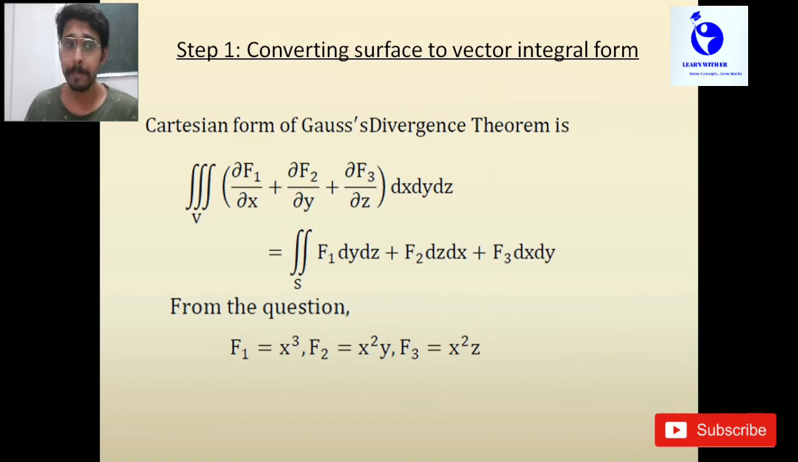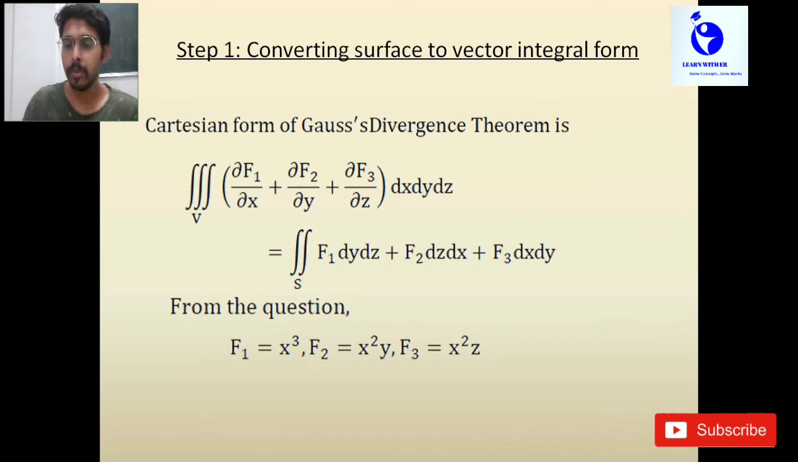So the first step that we are going to do is converting the surface integral to volume integral form. As you have seen, this is the Cartesian form, which I have again written over here. The Cartesian form is the triple integral over V of del f1 del x plus del f2 del y plus del f3 del z dx dy dz, and that equals the double integral of f1 dy dz plus f2 dz dx plus f3 dx dy.